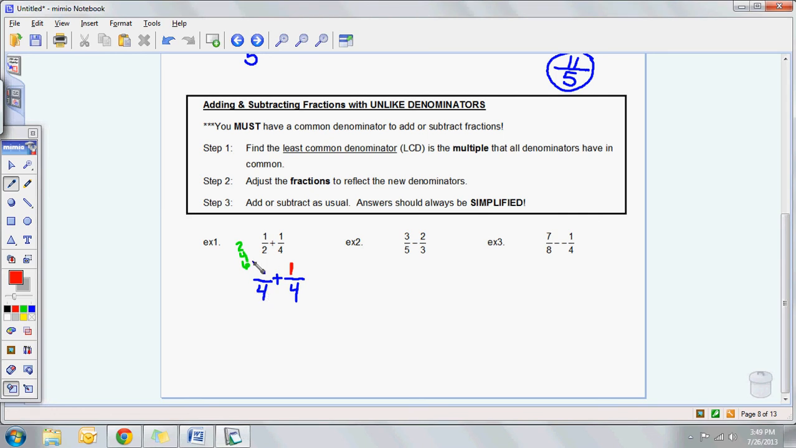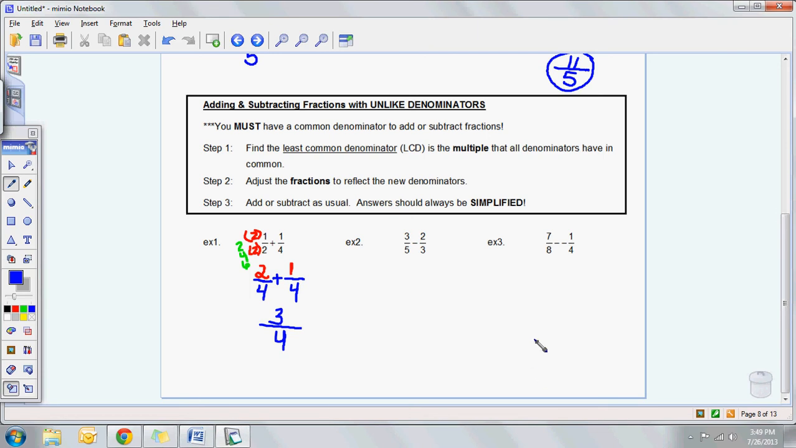So how does that happen? What am I going to multiply by 2 to get 4? Well, 2 times 2 gives us 4. So 2 times 1 gives us 2. So 1/2 and 2/4 are the same number, but now I have common denominators that I can add up. So I'm going to keep that denominator the same. But now my top number, if I add them up, is going to give me 3/4.